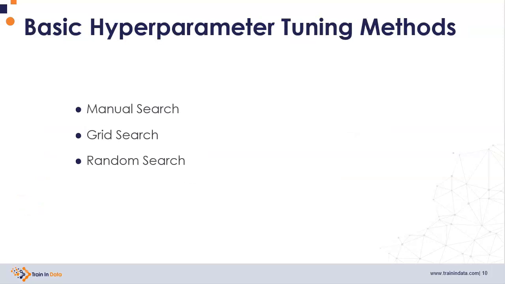In the rest of this section, we're going to discuss the first three hyperparameter search methods that were used, which are manual search, grid search, and random search.